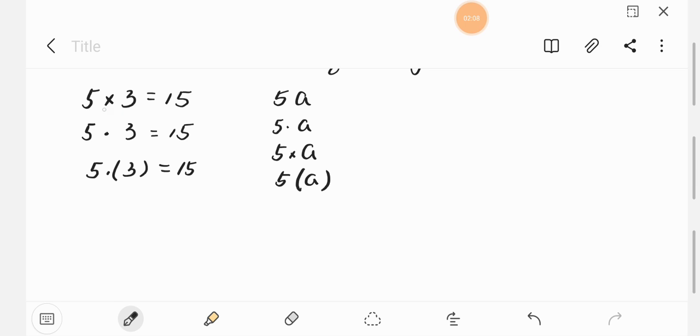In the example 5 times 3, 5 and 3 are positive numbers. So when you multiply two positive numbers, the result is positive.